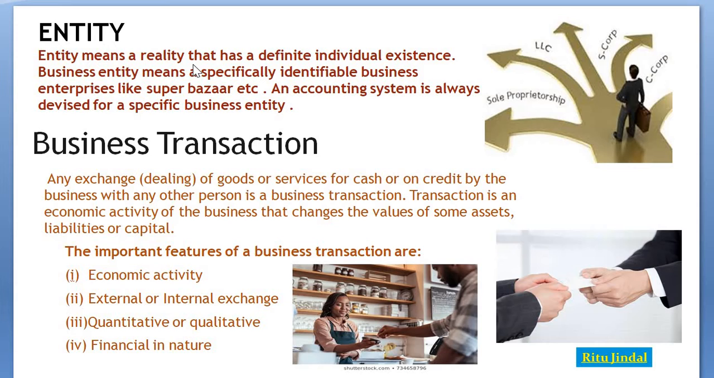Entity means a reality that has a definite individual existence. Business entity means a specifically identifiable business. Any type of identifiable business. I have already discussed any type of retail shops, any type of factories, any type of companies, all can be known as the entities. Enterprises like super bazaars, etc. An accounting system is always devised for a specific business unit. We are making the accounting system for any type of business enterprises.